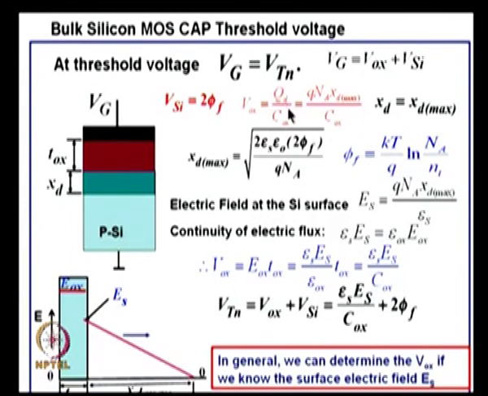Instead of writing Q_d, I showed that it is equal to whatever charge lies beyond that point, this is not the depletion layer, times epsilon_s, that is the permittivity of the silicon, into the field at the surface. Okay. So, that is what you get now. Threshold voltage is twice phi_f plus this.